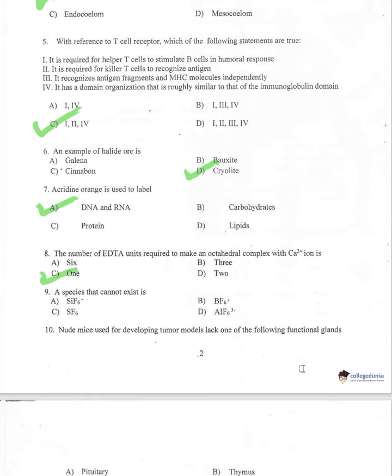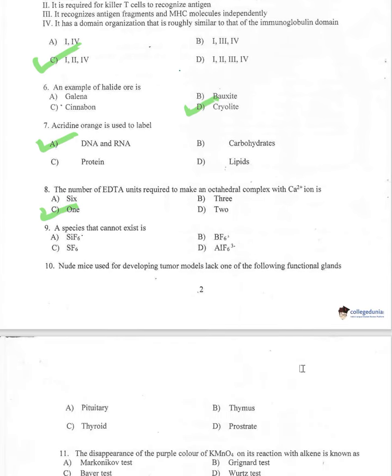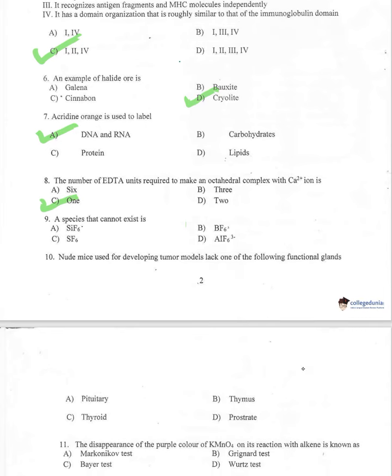Question number 9. A species that cannot exist is: A. SiF6 2 negative, B. BF6 3 negative, C. SF6, and D. AlF6 3 negative. The correct one is option B, BF6 3 negative.